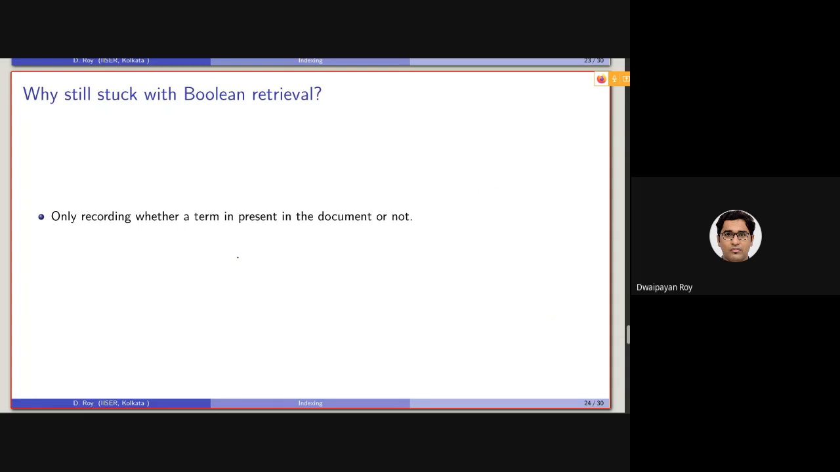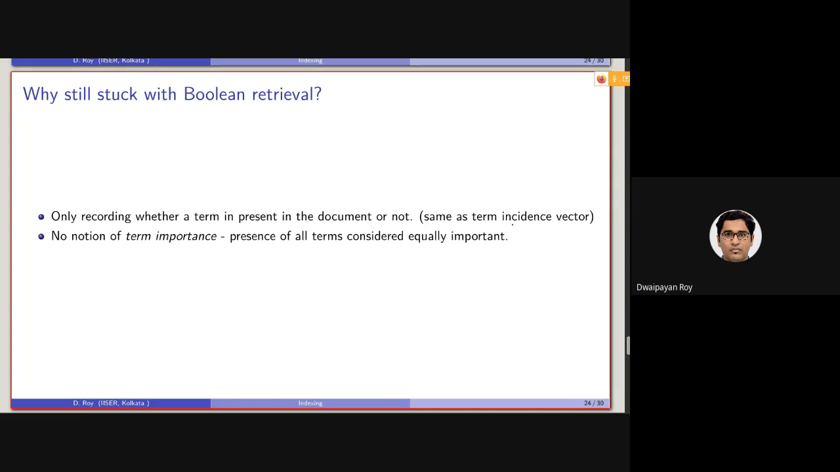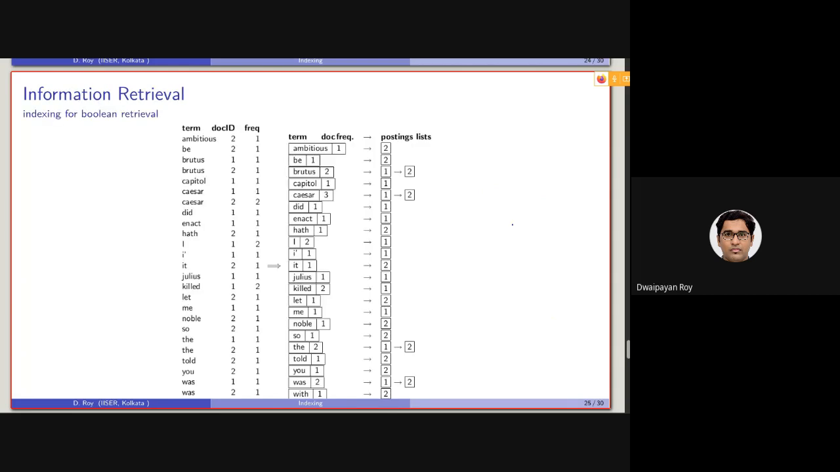So why are we stuck with binary retrieval? Because we are only recording the presence or absence of a term. The presence is indicated by a 1 and absence by a 0, which is similar to the incidence vector in the term incidence matrix that we made earlier. So there is no notion of term importance, as we have discussed. The presence of all terms is considered equally important, which is not actually true. So how can we overcome this situation?